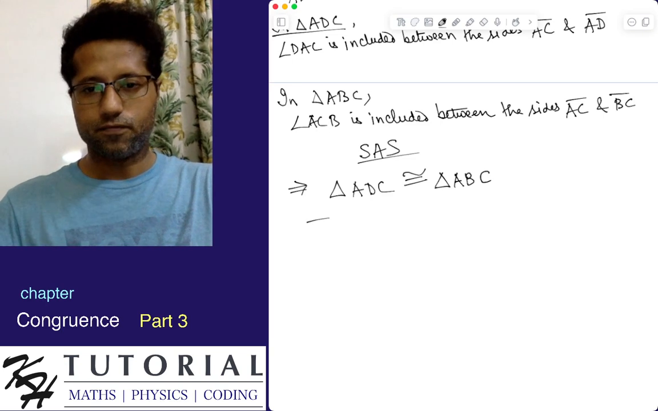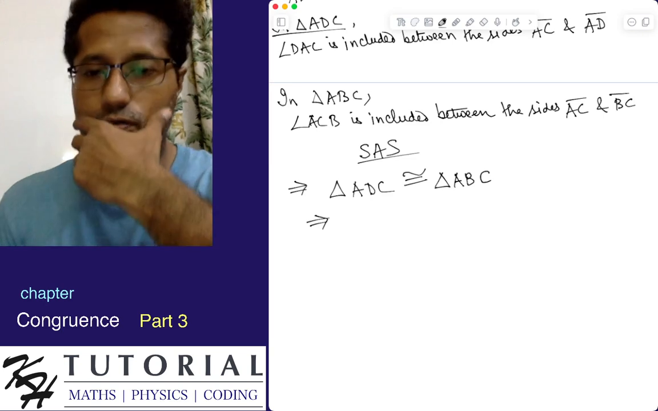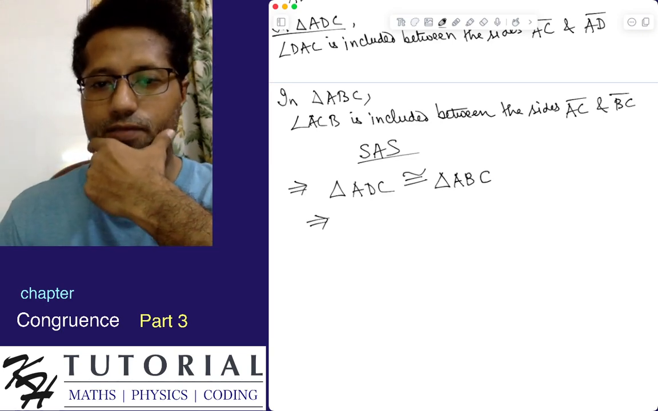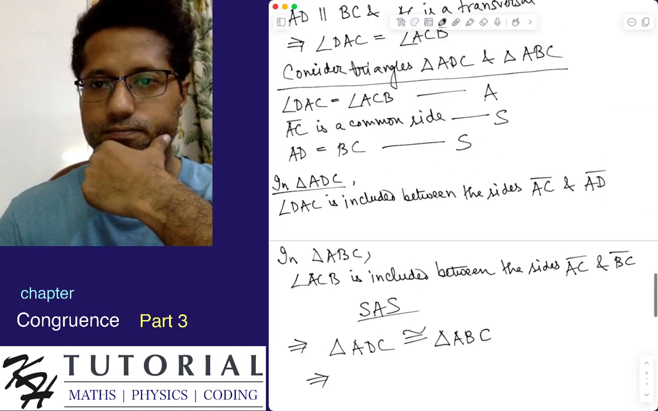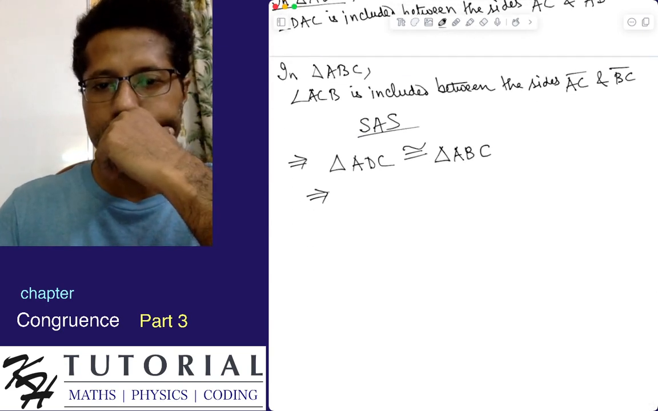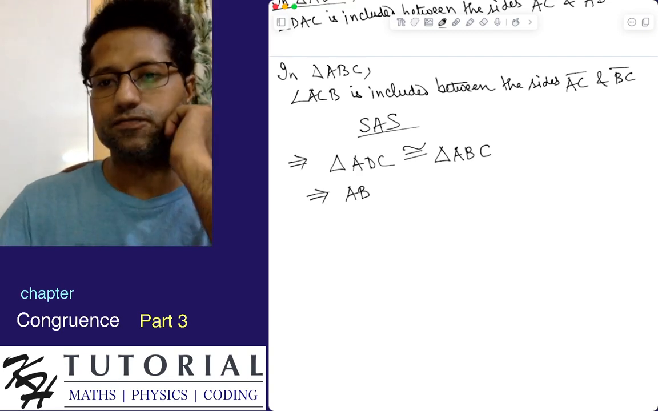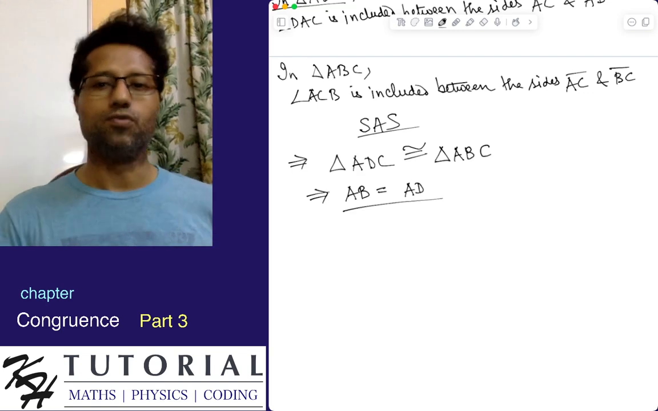Now, since we have established this congruence between the triangles ADC and ABC, we can say that its corresponding sides are equal, and hence AB is equal to DC. That is, AB is a side of triangle ABC, and the corresponding side in triangle ADC will be DC. So this is proved.